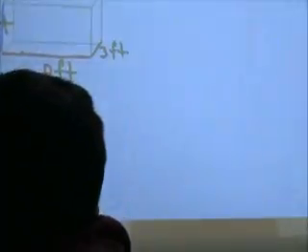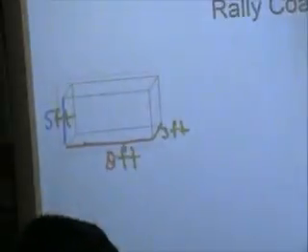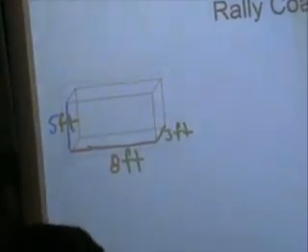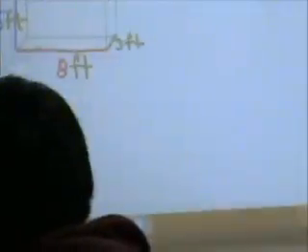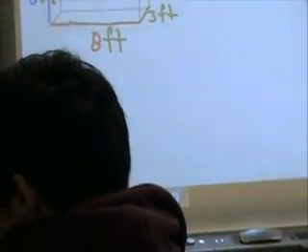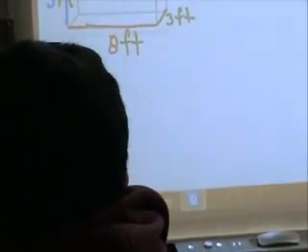Right now, 5 times 8 times 3. Let's do that prism right there. Volume is length times width times height. Yeah, that's the prism that you're gonna do.